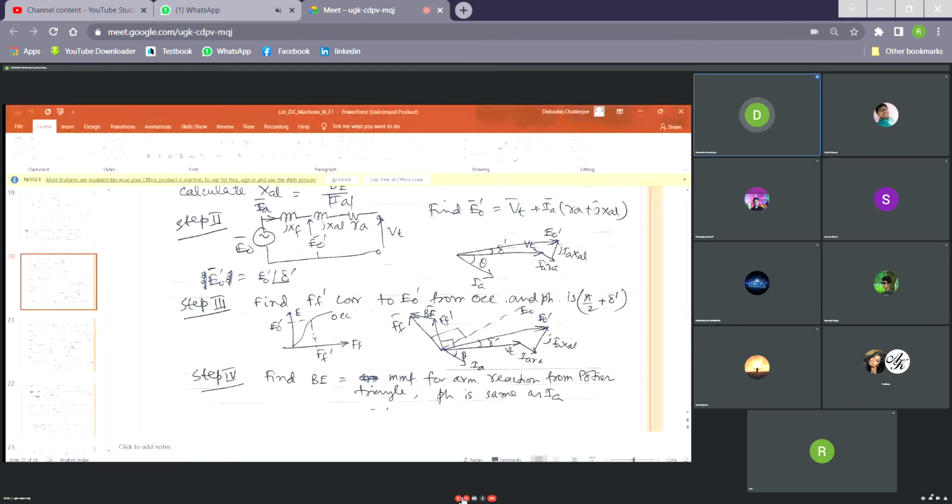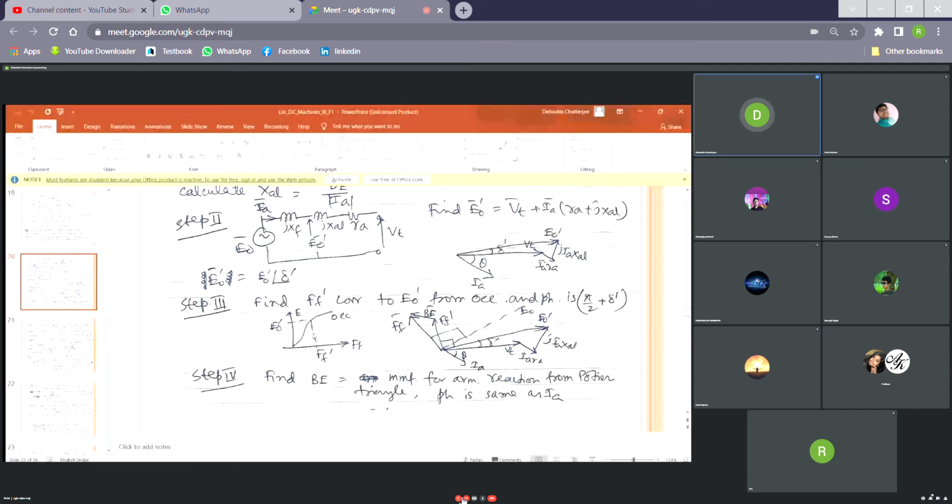The other method is the American Standard Association method. It also uses empirical formulas or empirical assumptions. For that, I think you should first go through the book, and if you don't understand, in the next class I will tell you. Because then at least up to that, I should explain the power angle characteristics.